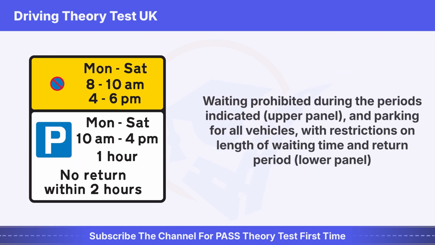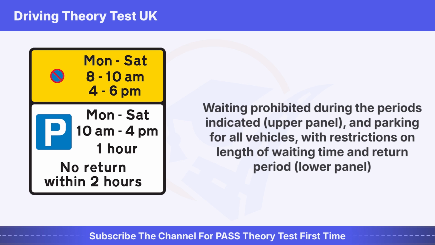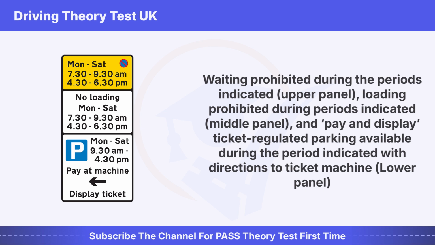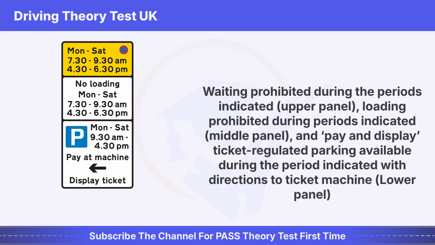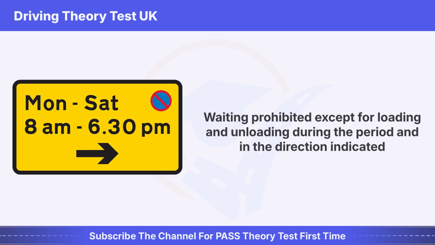Waiting prohibited during the periods indicated, upper panel, and parking for all vehicles, with restrictions on length of waiting time and return period, lower panel. Waiting prohibited during the periods indicated, upper panel. Loading prohibited during periods indicated, middle panel. And pay and display, ticket-regulated parking available during the period indicated with directions to ticket machine, lower panel. Waiting prohibited except for loading and unloading during the period and in the direction indicated.